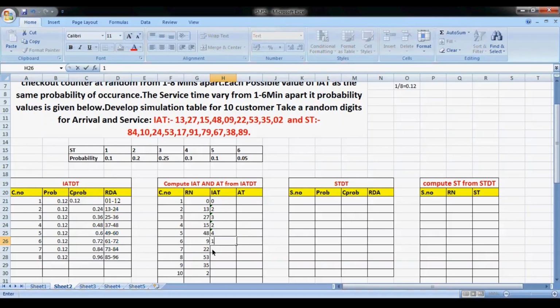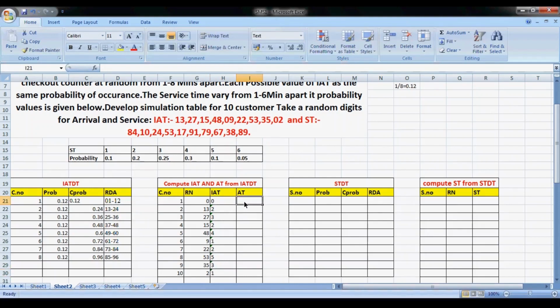So write down 1. Next is 22. 22 is falling under this range, so its value is 2. Write down 2. Next is 53. The 53 is falling under this range, so its value is 5. So we have to write 5. Next is 35. 35 is falling under this range. Its value is 3, so write down 3. And next is 2. 2 is falling under this range and its value is 1. So this is how we calculate the interarrival time based on the random number.